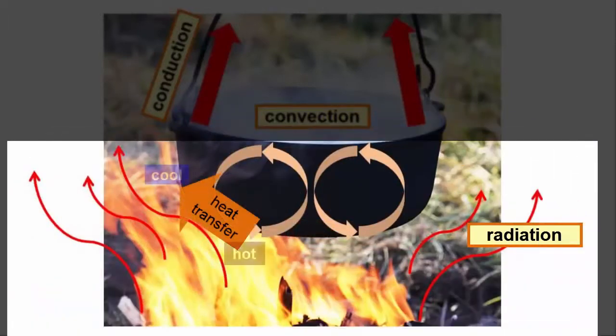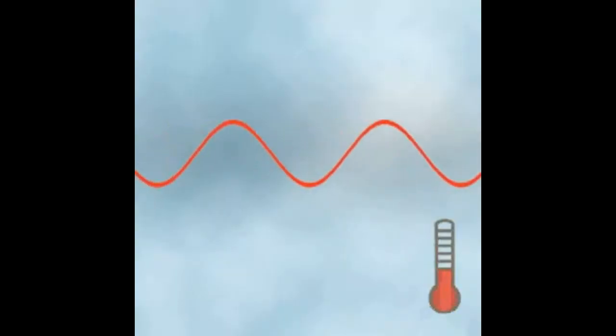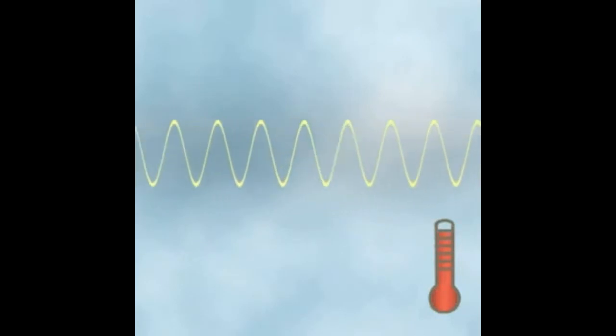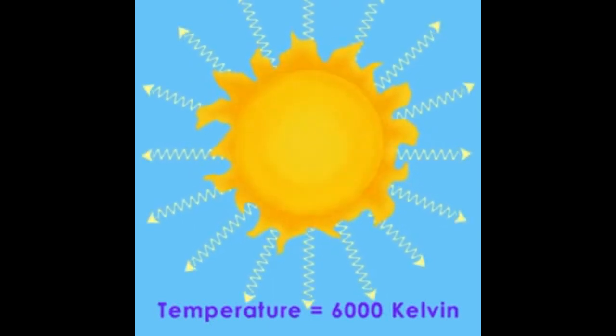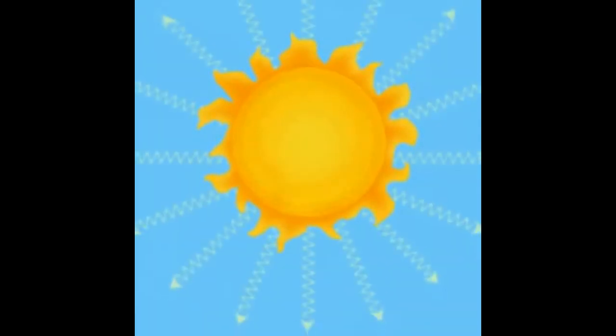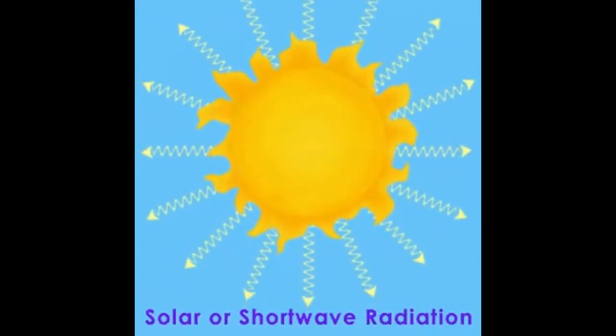During radiation heat transfer, electromagnetic waves are released from a hot object. The higher the temperature, the shorter the wavelength of emitted radiation. The sun, with its high surface temperature, emits a great deal of high-energy, short-wavelength radiation. Energy emitted by the sun is also referred to as solar, or short-wave radiation.